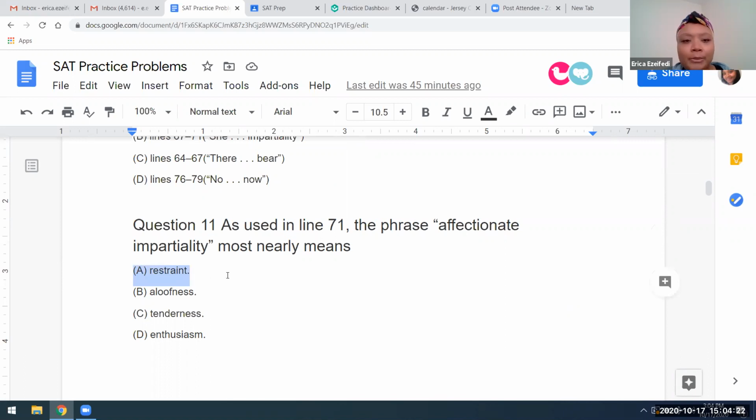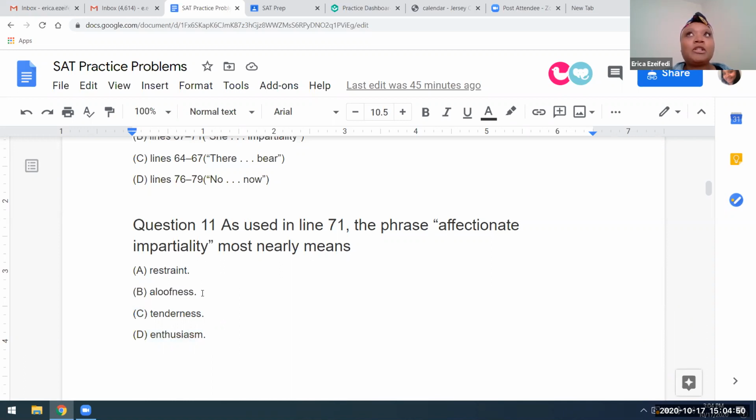It can be tricky though, because you might not be familiar with some of these words like aloofness. Like, what's an aloof? What is that? You could probably figure out what tenderness means if you don't already know it. You probably know what enthusiasm is. Probably also know what restraint is. But sometimes on the SAT, and once you get to college, you're going to be faced with words that you're not familiar with.